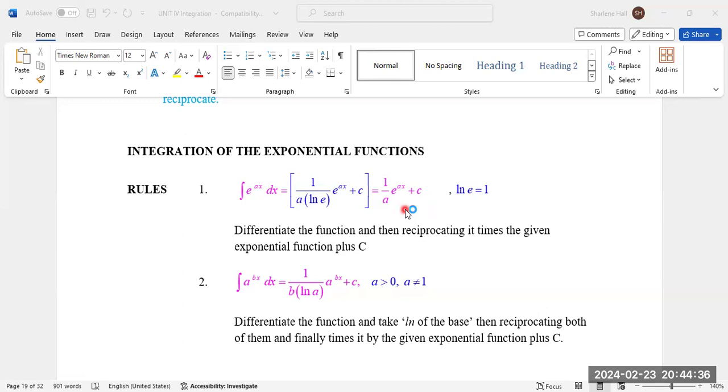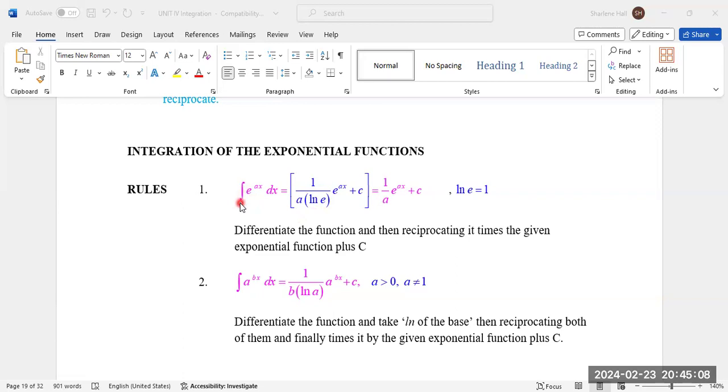However, there is an intermediate that I need to talk about, because if I talk about that intermediate, the second one will come into play. So it says differentiate the function and then reciprocate it, times the given exponential function, plus c. This is just the workout part of it. Work with me now.